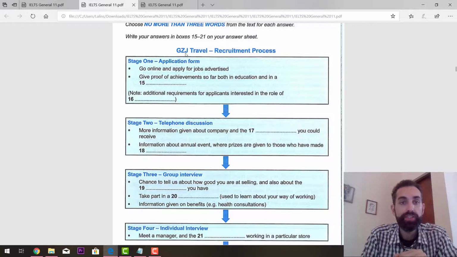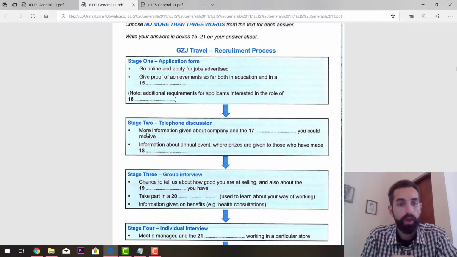So GZJ travel, recruitment process. Stage 1, application form. Go online and apply for jobs advertised. Give proof of achievements so far both in education and in blank. Question 15. Note, additional requirements for applicants interested in the role of blank. Question 16. Stage 2, telephone discussion. More information given about company and the blank, 17, you could receive.